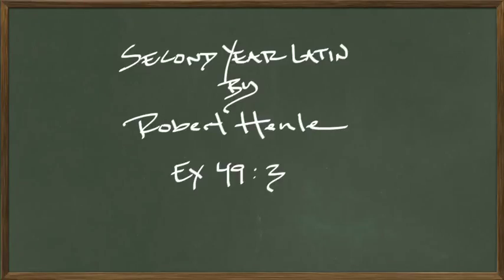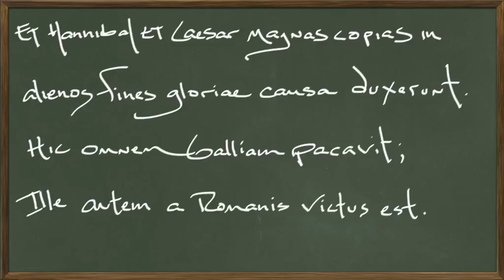For several years now, I've taken my students through Second Year Latin by Robert Henle. It's basically a reading of Caesar's Gallic Wars. In exercise 49, question number 3, this year it caused my students quite a bit of trouble. So let's take a look.